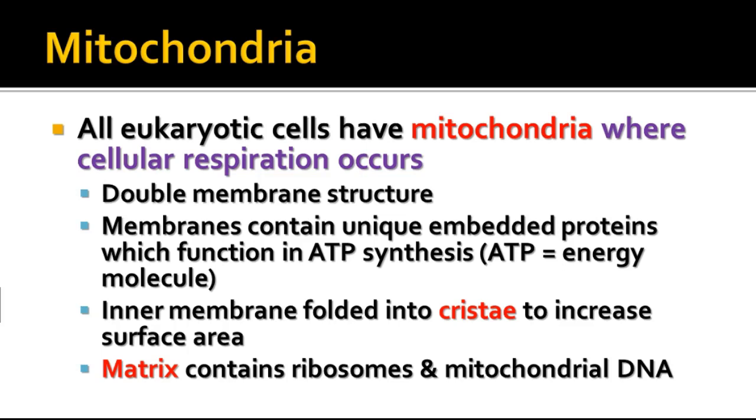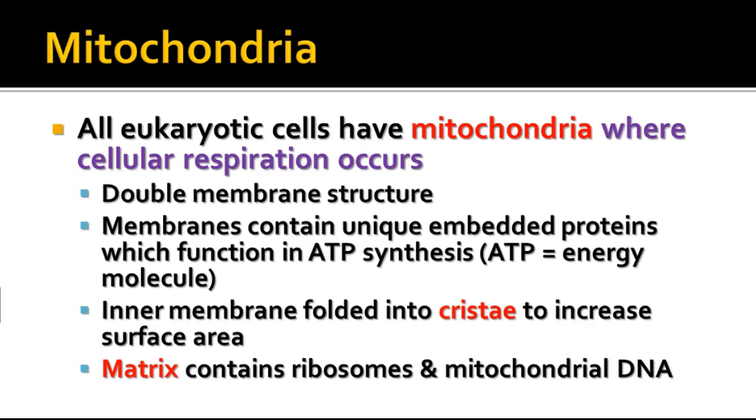Cellular respiration is a chemical process that breaks down sugars and releases energy in the form of ATP, which is a molecule that cells use to transfer energy from place to place. The structure of the mitochondrion includes a double membrane on the outside. The internal membrane has embedded proteins that are involved in the cellular respiration process, functioning to synthesize or produce ATP. The inner membrane is also folded back and forth into cristae to increase the surface area for these molecules to do their work.